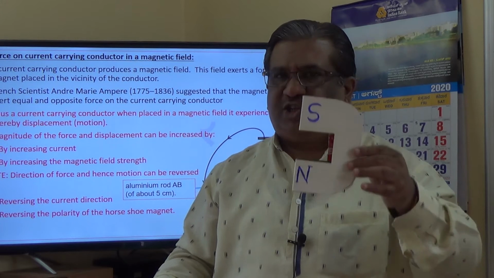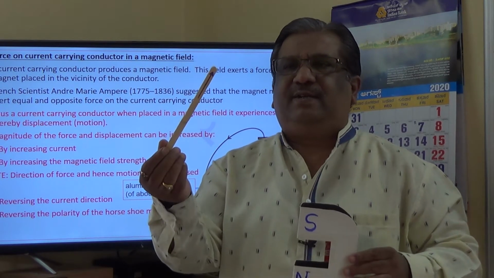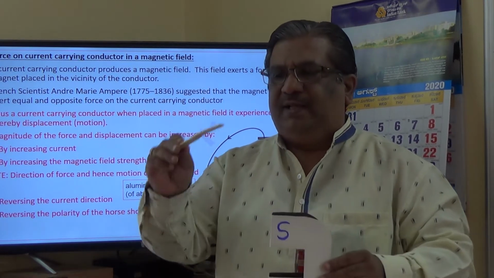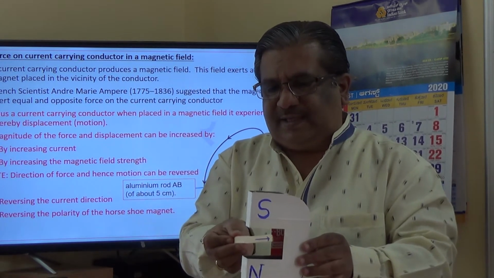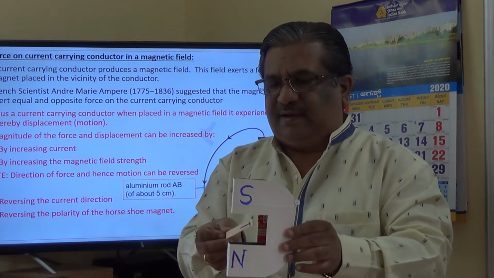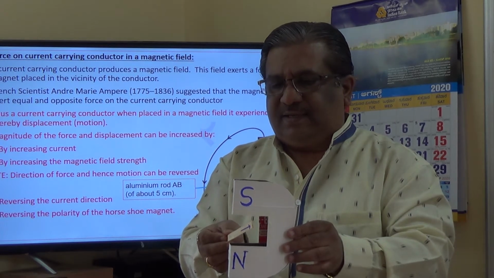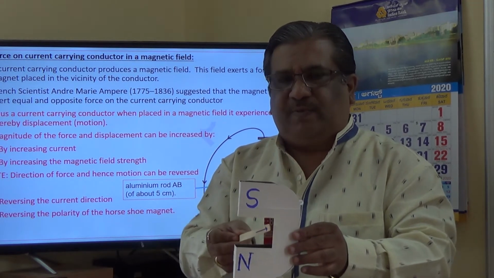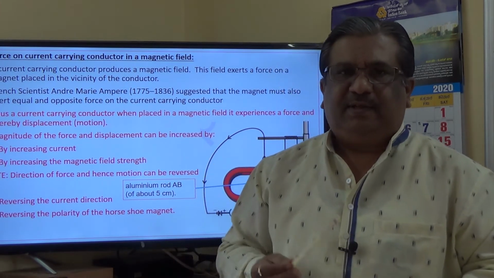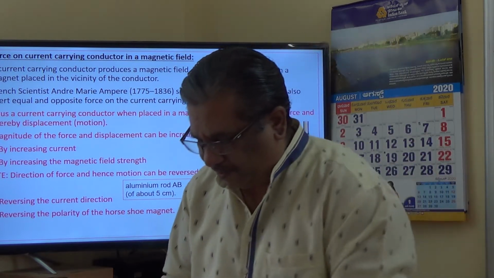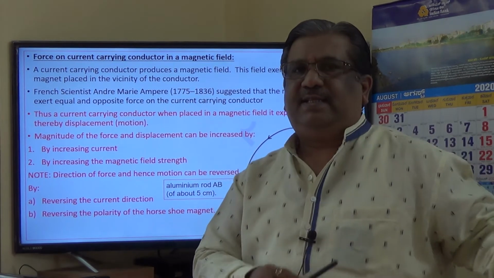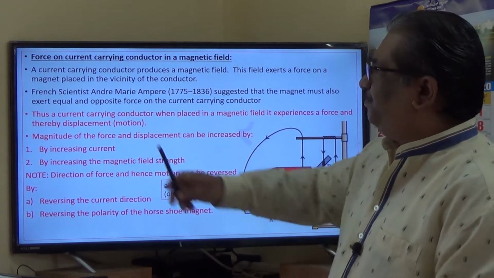The horseshoe magnet can be kept stationary. In that case, this conductor will experience a force and a motion, displacement, because it is loosely placed inside, and therefore the force experienced by this conductor can displace it either this way or this way, which can be determined by Fleming's left hand rule. That is what we are going to study here. So a couple of points, let me read over here, and then I will proceed to the board. We'll discuss these entire aspects on the board.